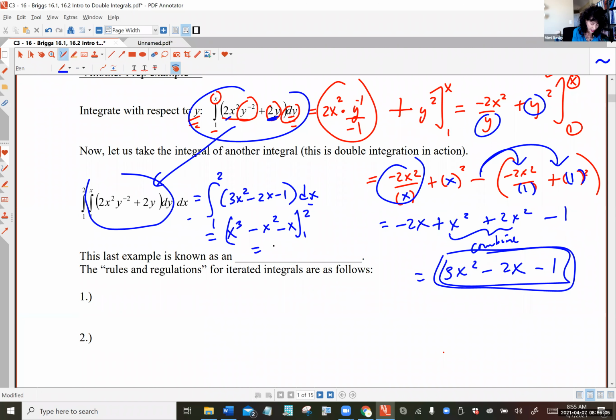So what do we get here? 2 cubed minus 2 squared minus 2 minus 1 cubed minus 1 squared minus 1, do the arithmetic, and I get 3 as my final answer. And we're done. And so this double integral here, this beautiful double integral, is the number 3.